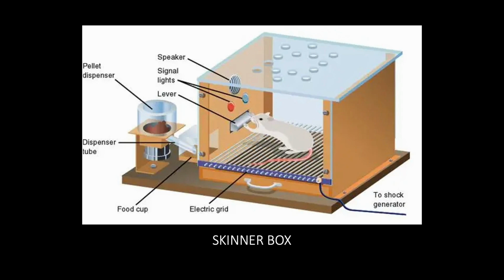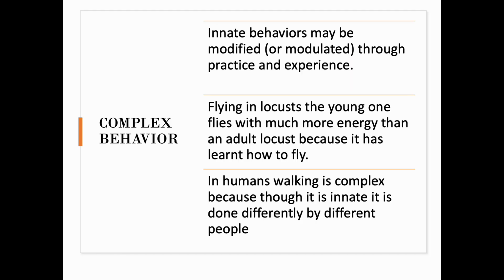Another type of behavior is complex behavior. Sometimes innate behaviors can be modified, can be modulated through practice and experience so that they become much more than they were before. A good example is flying in locusts. The young locusts are not good at flying compared to the adult locusts because the adult locusts have found more efficient ways of flying.